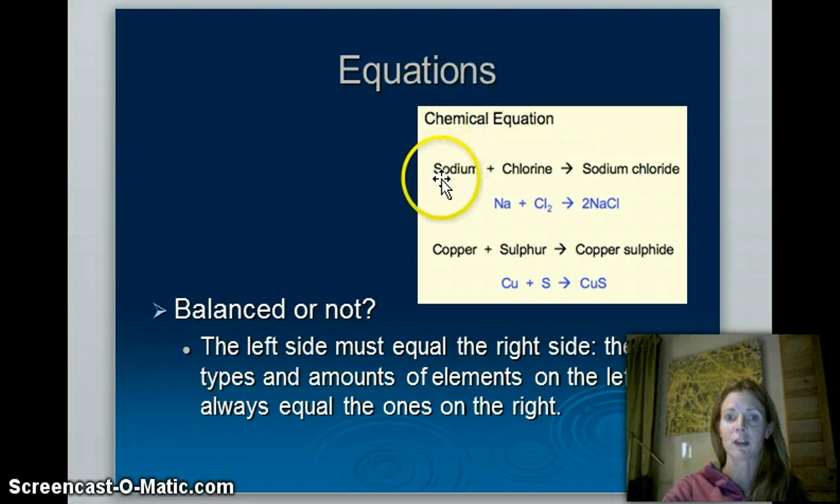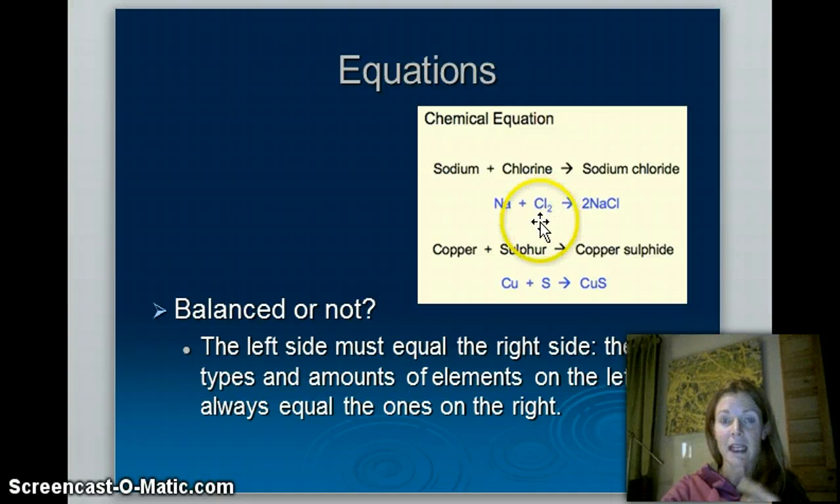Here's a chemical equation. We have sodium and chlorine. This is one we talked about before. Sodium, Na, plus Cl2, which is how chlorine exists. It exists as 2 atoms. That's just the way it is. You just have to accept that. So Na plus Cl2 yields 2NaCl.